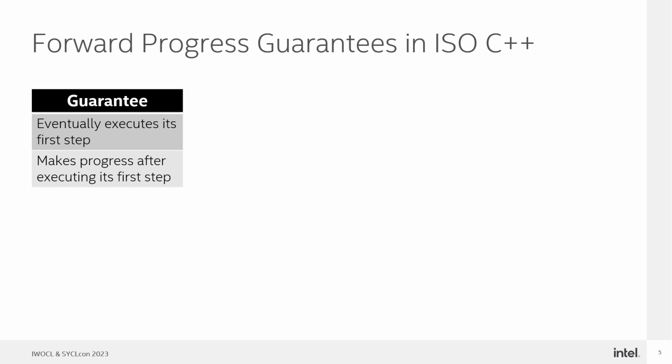C++ defines three classes of threads of execution, each providing different forward progress guarantees. And the guarantees are described in terms of whether a thread eventually executes its first step and whether it continues to make progress after executing that first step. And I should say that what constitutes a step here is also defined by C++, and it includes things like library I/O and atomics.